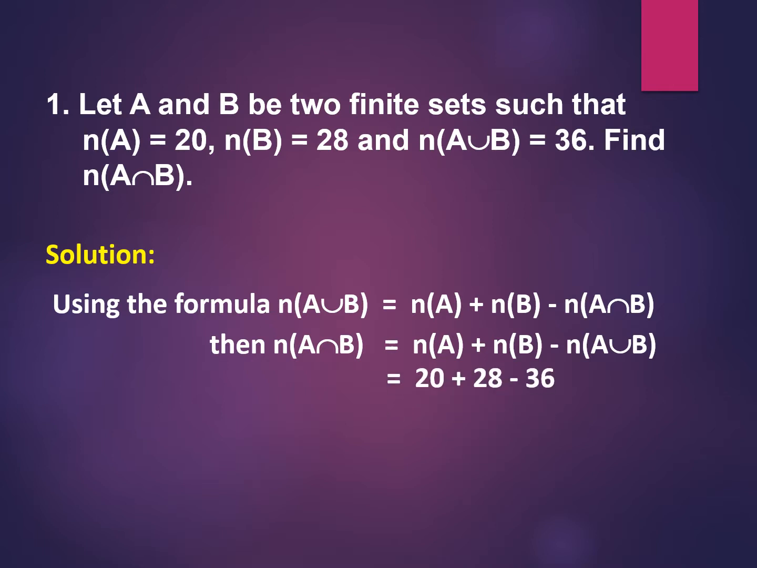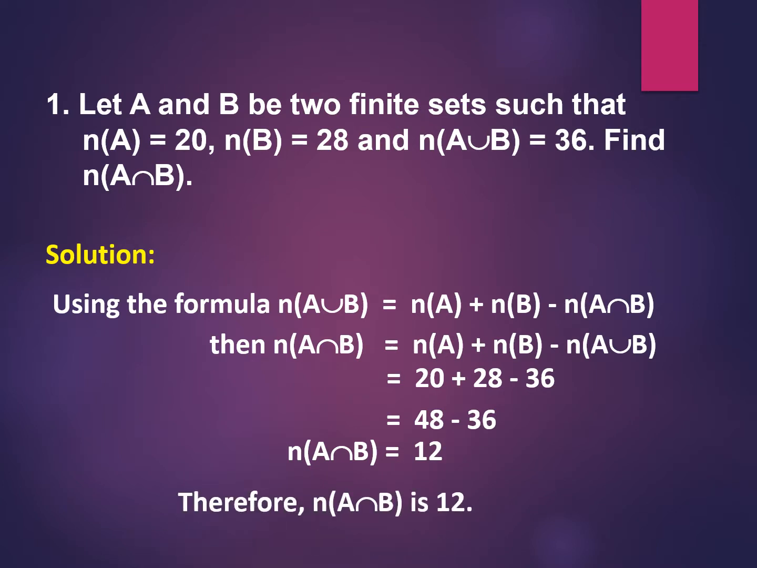So we will now substitute the values. Set A is equal to 20 plus set B is equal to 28 minus the union of set A and set B is equal to 36. So 20 plus 28 is equal to 48 minus 36. 48 minus 36 is equal to 12. Therefore, the intersection of set A and set B is 12.